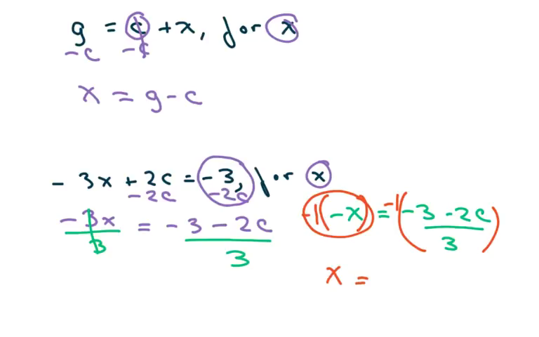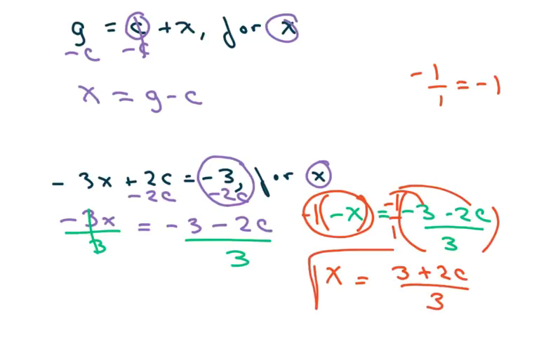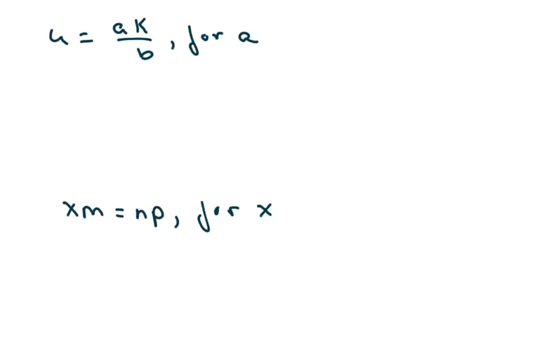And then this is negative 1 over 1. Negative 1 over 1 is negative 1. So just distribute this negative and everything turns positive. 2 negatives make a positive, so you get (3 plus 2c) over 3. Again, you might have done it a different way, but that's another way.